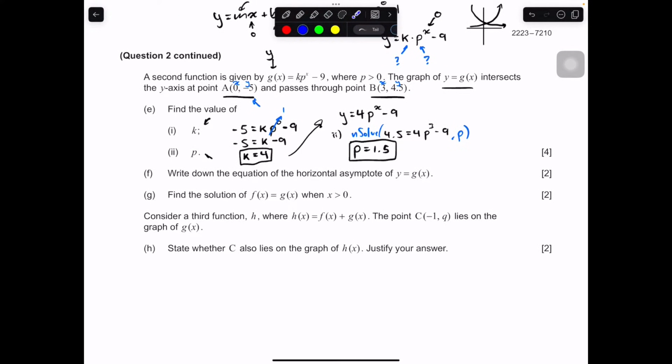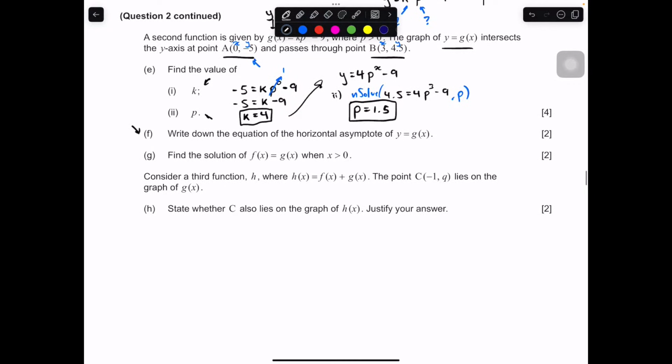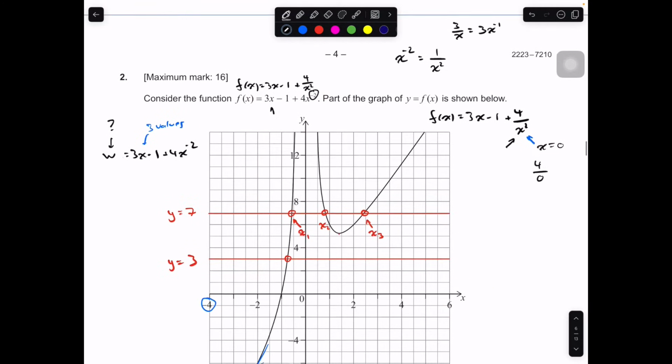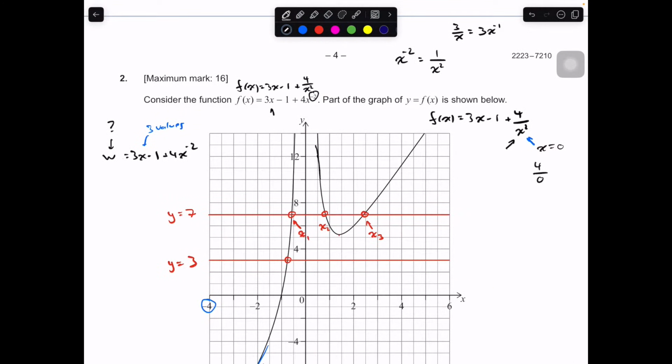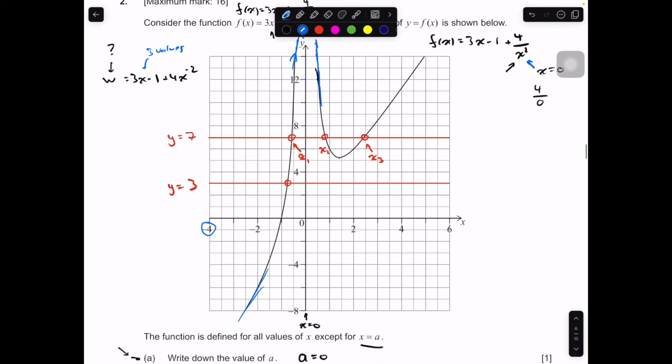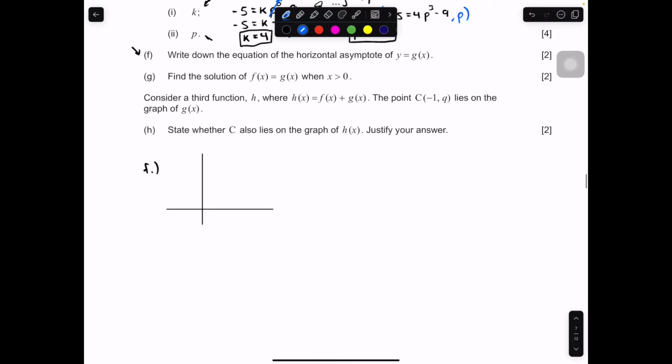Alright, question F right here. Write down the equation of the horizontal asymptote of y equals g of x. So what are they talking about when they're talking about a horizontal asymptote? A horizontal asymptote is a line that we approach but never reach. So we looked earlier, we had that vertical asymptote all the way back here. This is our vertical asymptote, this line that we approach vertically but never reach. And that was at x is equal to 0.